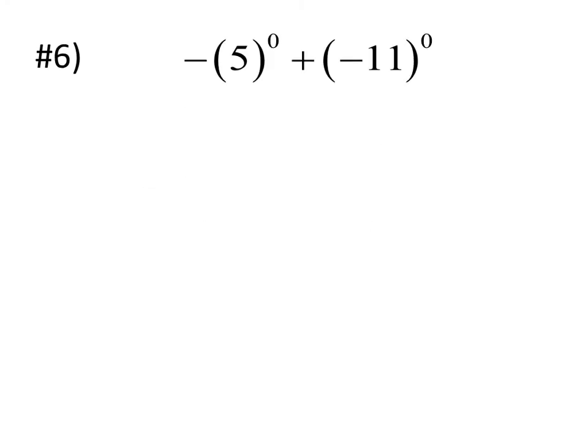Okay? Here we have 5 being raised to the 0 power, but you still have to deal with this negative out here. So 5 to the 0 power is 1, but you have that negative out here, plus negative 11 being raised to the 0 power, and that's 1. So negative 1 plus 1 is 0. So in this case, your answer is 0.